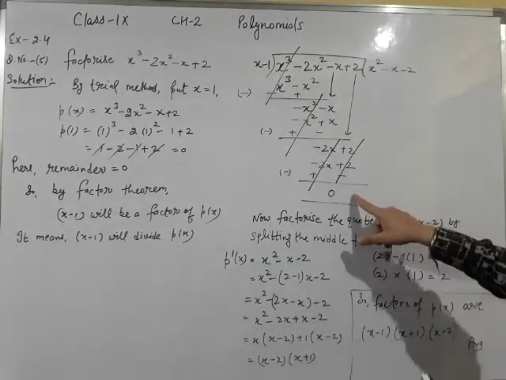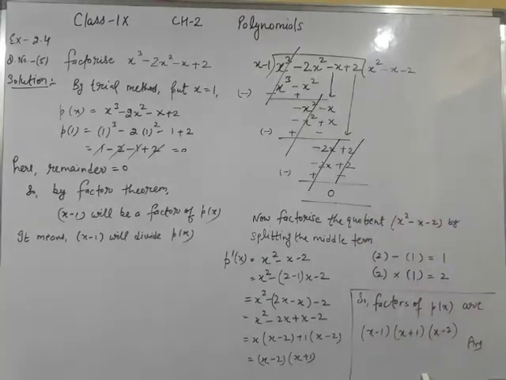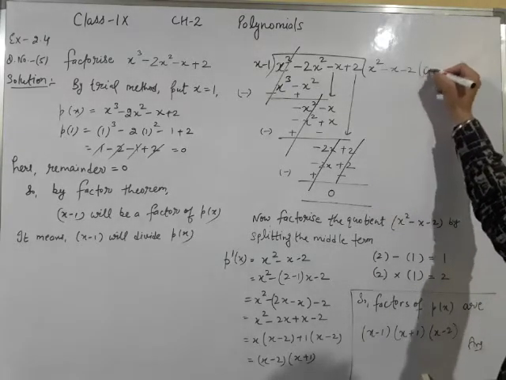The remainder here is equal to 0. So the quotient is x square minus x minus 2. This is your quotient.